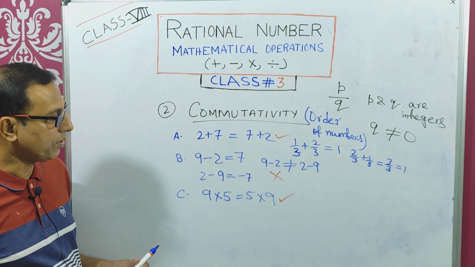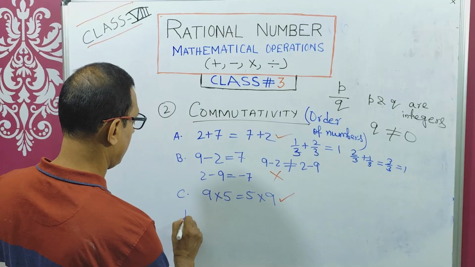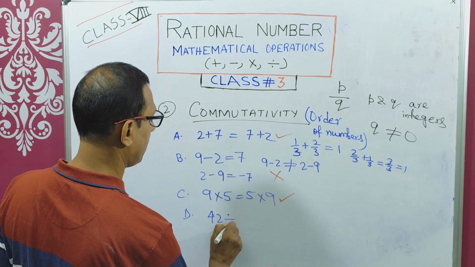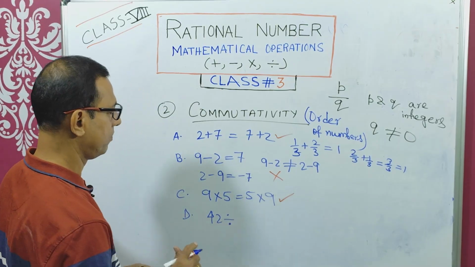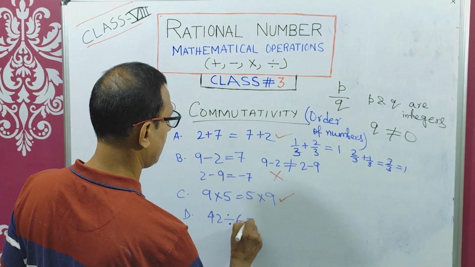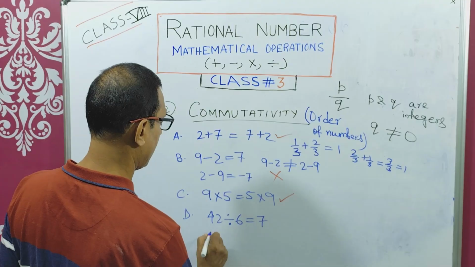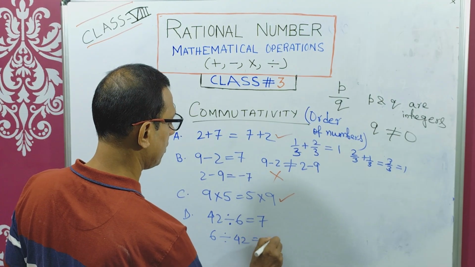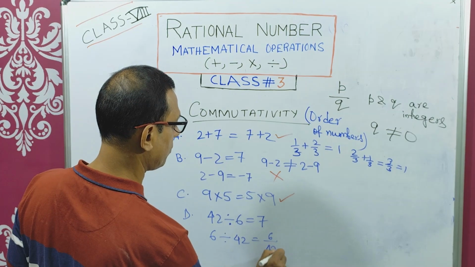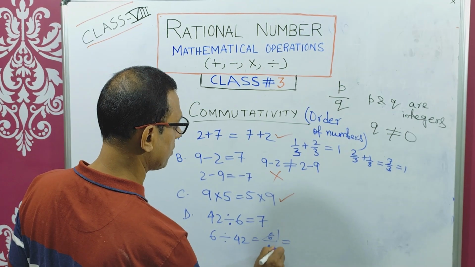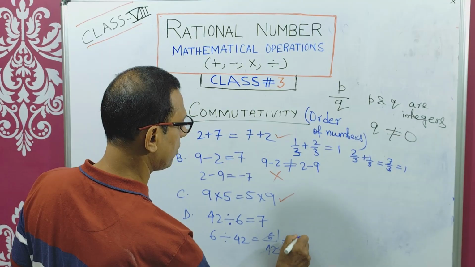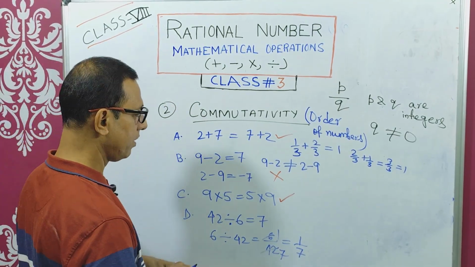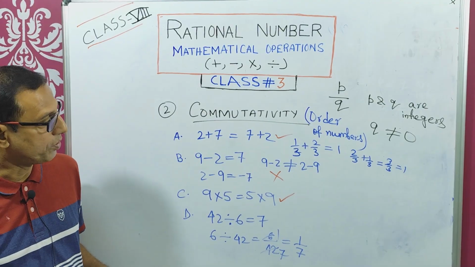Now for division. 42 divided by 6 equals 7. But if I change the order, 6 by 42, what is it? 6 divided by 42 equals 1 by 7. That means it does not support commutativity.